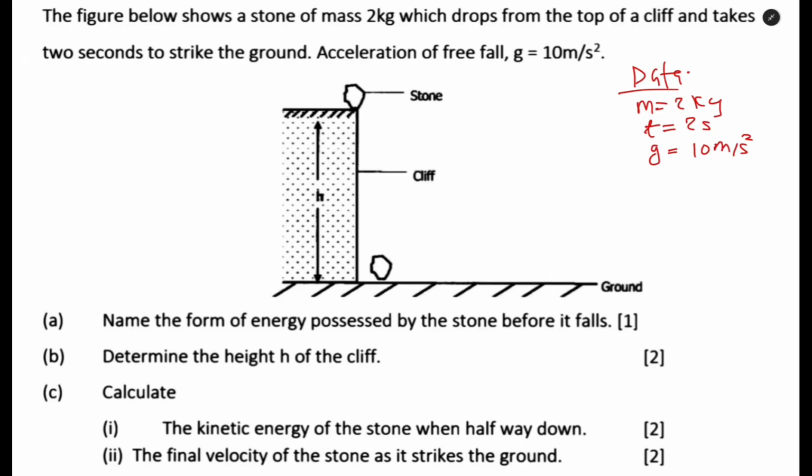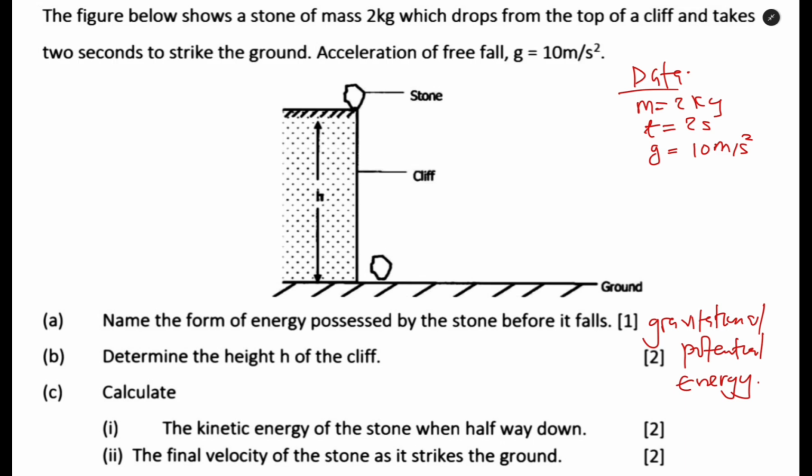The first question is: name the form of energy possessed by the stone before it falls. Where it is seated before it falls, that is called gravitational potential energy. So to answer question A, we say gravitational potential energy. Gravitational potential energy is just potential energy due to height. There is height involved there. That is the answer.